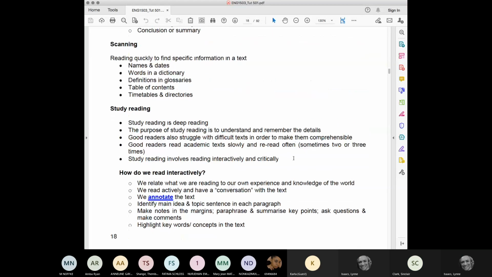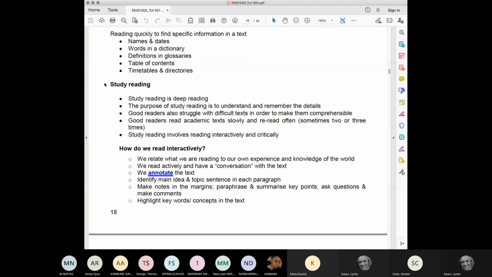So, reading interactively is one way of study reading. And it says here it involves reading interactively and critically. When we read interactively, we think, while we are reading, how does this relate to my own experience and what I know about the world? Secondly, we need to have a conversation with the text. When we say have a conversation with the text, what we mean is that as I'm reading this, I should be talking to myself about this text.